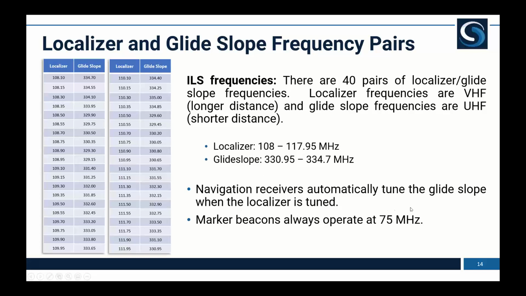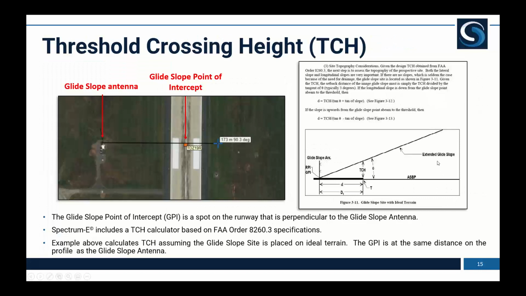And I mentioned before, marker beacons always operate at 75 megahertz. They also make up part of the ILS. Here we'll talk a little bit about threshold crossing heights. So here we have a snapshot on the left, an aerial photo that shows a glide slope antenna next to a runway.